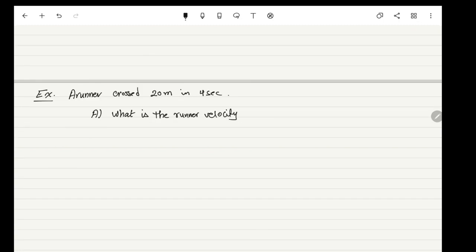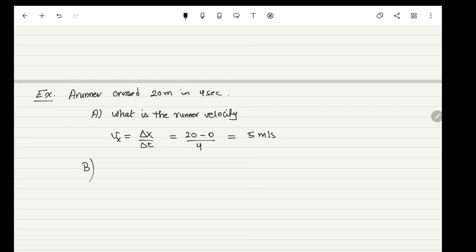Example. A runner crossed 20 meters in 4 seconds. A. What is the runner's velocity? So the runner's velocity, Vx in this case here, equals delta x over delta t, which in this case is 20 meters, assuming that is the origin at 0, minus 0, divided by delta t, it's 4 seconds. So the velocity of the runner is 5 meter per second.